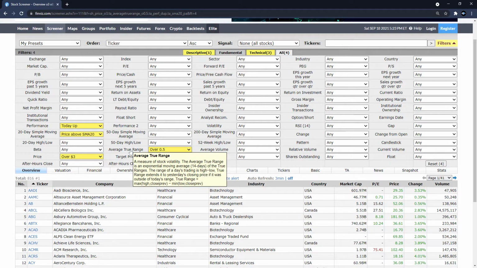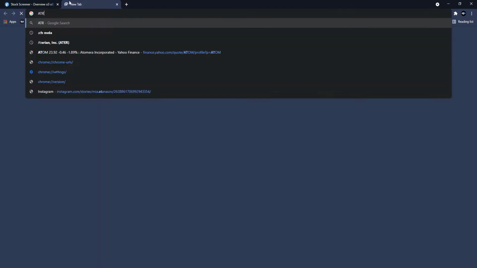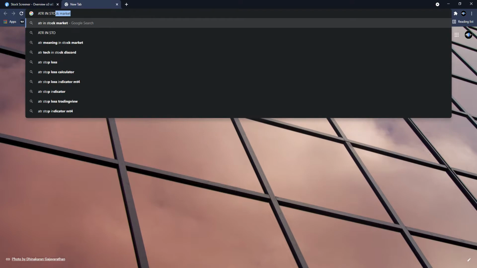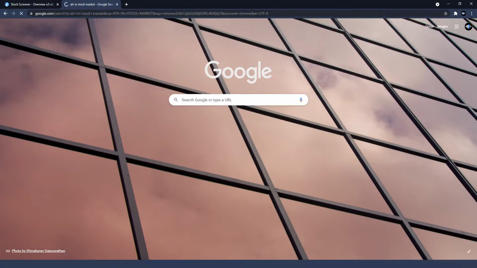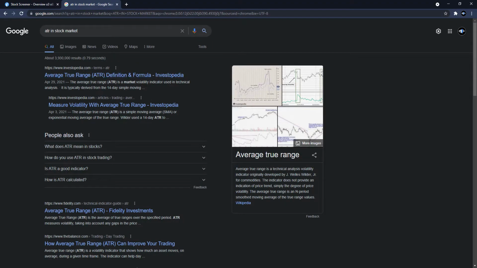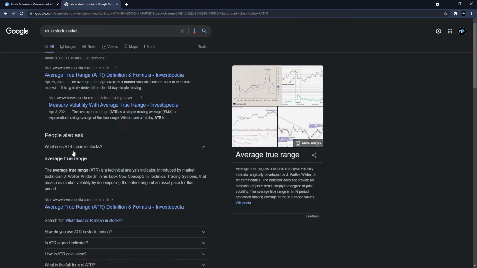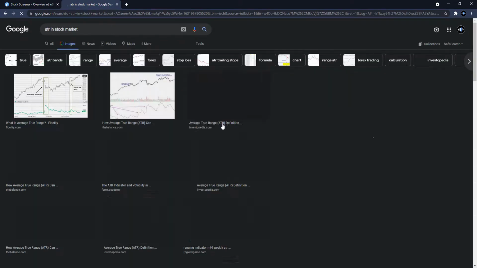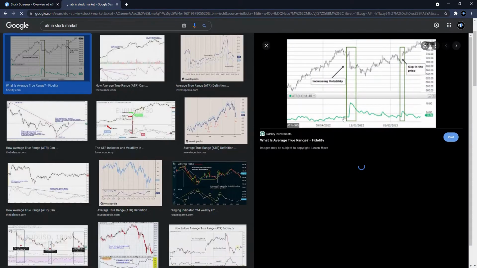So we want it to be kind of volatile. And if you don't know what that means, I'm just gonna go and search it out for you guys. So, average true range. What does ATR mean? Basically, it shows you the average true range. ATR is a technical analysis indicator introduced by the market technician J. Welles Wilder Jr. in his book. You can go and find that, click on this image, and you'll see what it means.